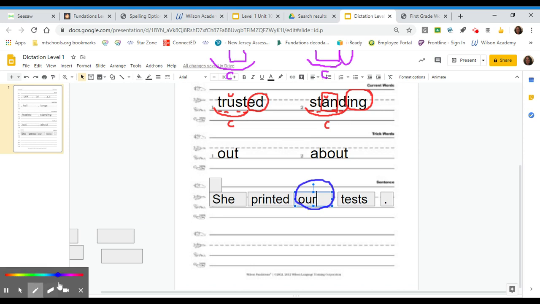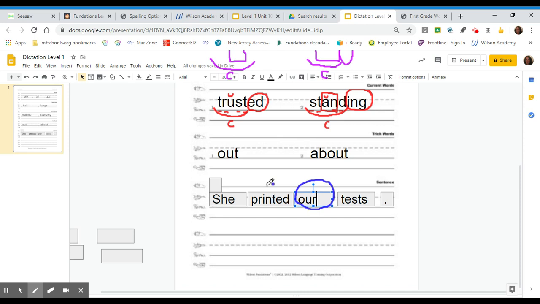Let's proofread this sentence. She printed our test. I have every word written down. Now, like I said before, did I begin with a capital letter? I did. Did I end with the correct punctuation mark? I did, because I'm telling you something. I'm not asking a question, I'm telling you something. Now, looking at my trick word, I checked that, I got that right.